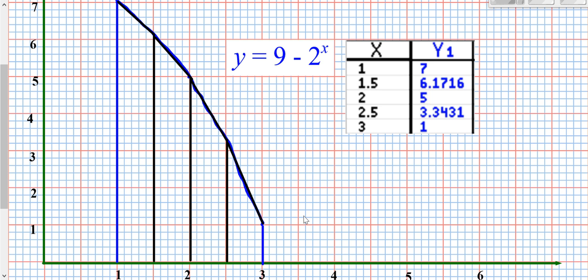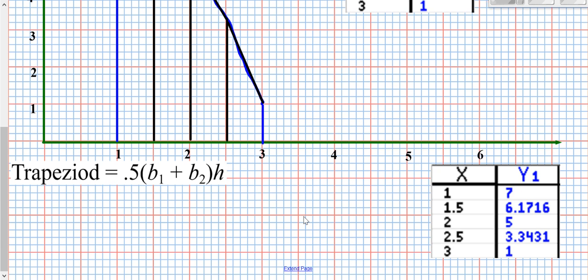So if I do trapezoids, I would have my trapezoid formula, do my first trapezoid, which would be this one right here, 1/2. My first base would be the height of the blue, which is at 7. We get that from our table. And then our second base, which would be the first black, which is this one right here, which you get when you plug in 1.5, times our height. Your height is how far the bases are apart.